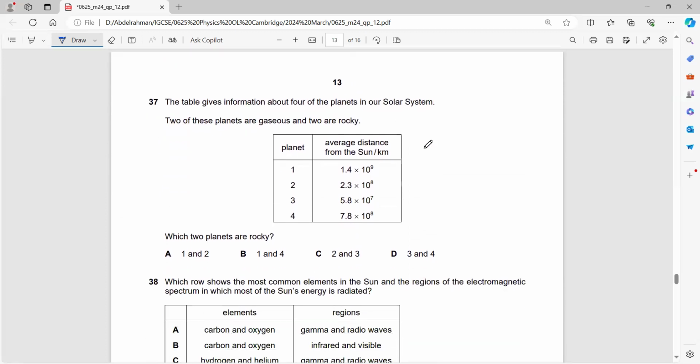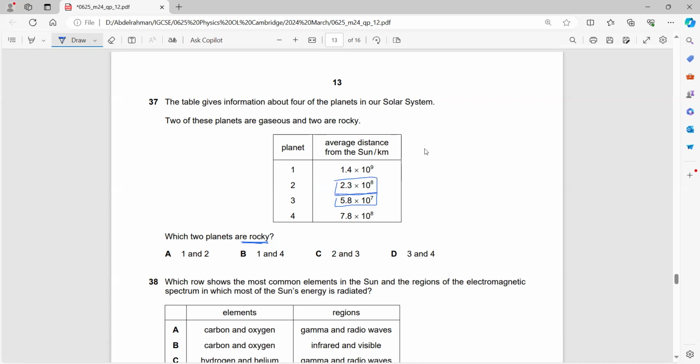Table gives information of 4 planets. 2 of these planets are gaseous and 2 of them are rocky. Which of these planets are rocky? We know that the 4 closest planets to the sun are rocky and the 4 furthest planets are gaseous. So if we choose the closest one, it would be planet 3. And the one just after it would be 2.